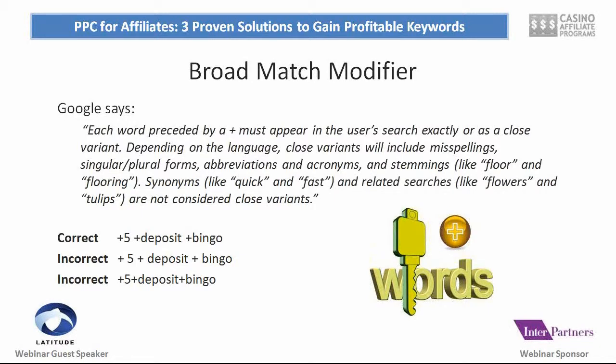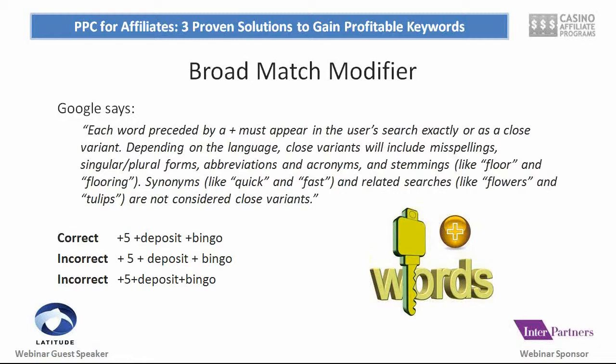That means that it won't be broad matched to related searches and other searches that are perhaps not considered close variants. So as you can see from the definition that Google says, you may well still be able to appear for misspellings, plurals and singulars and abbreviations, and stemmings, but synonyms like quick and fast and related searches like flowers and tulips are not considered close variants.